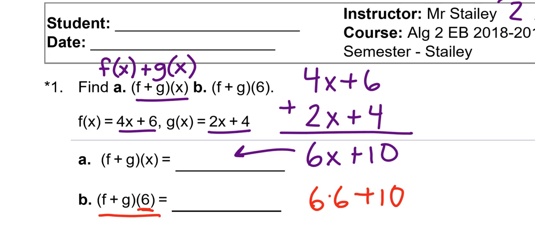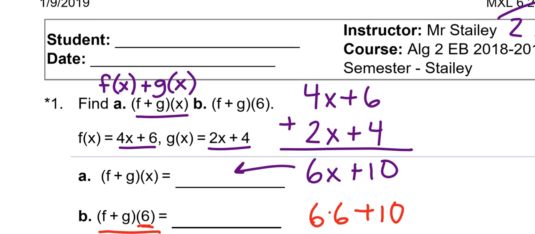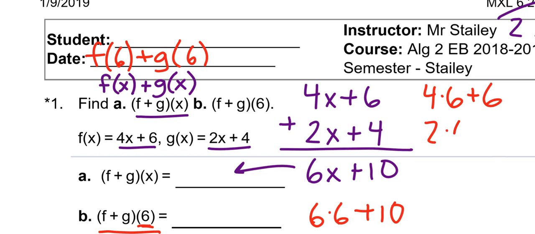And for those of you who want to check your work, this is not a bad way to check your work. Okay? We could go back to, freeze this, we could do f of 6 plus g of 6. In other words, we could plug 6 into this one, we could plug 6 into this one, and then we could add those together.